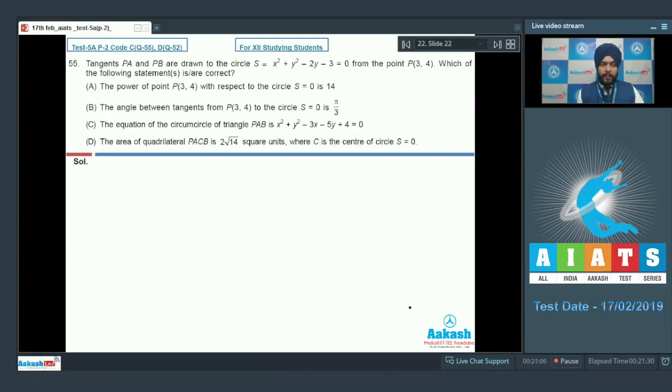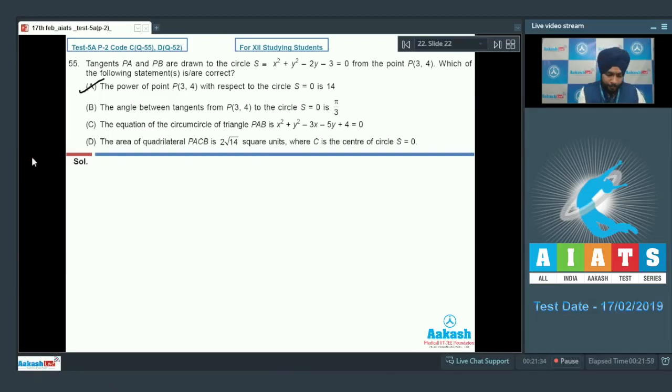Question number 55 says that tangents PA and PB are drawn to the circle S equals x square plus y square minus 2y minus 3 equals 0 from the point P (3, 4). Which of the following statement is correct? The power of point P with respect to circle S equals 0 is 14. Just substitute the value (3, 4). In that you will get 3 square plus 4 square, 25, minus 8 minus 3. So 25 minus 11 is 14. Very correct.